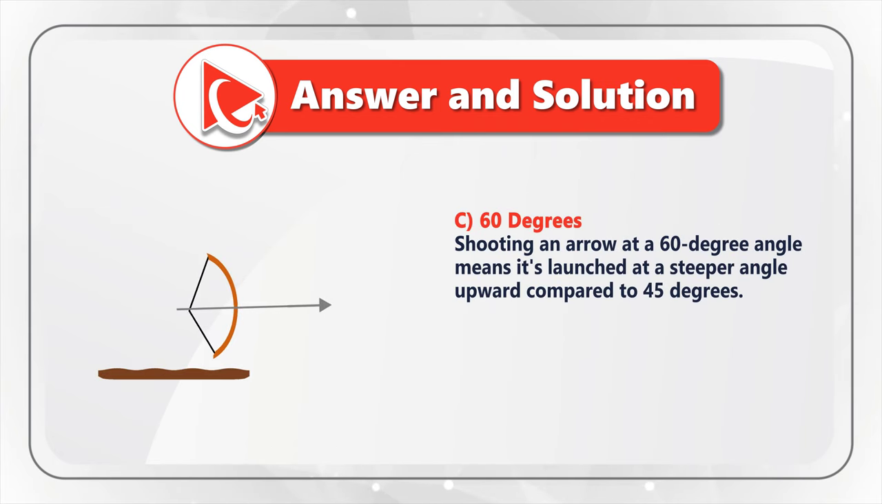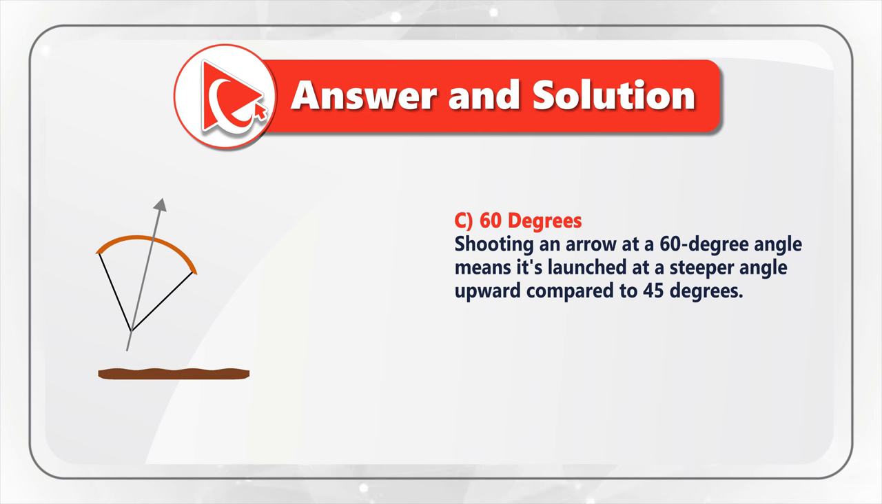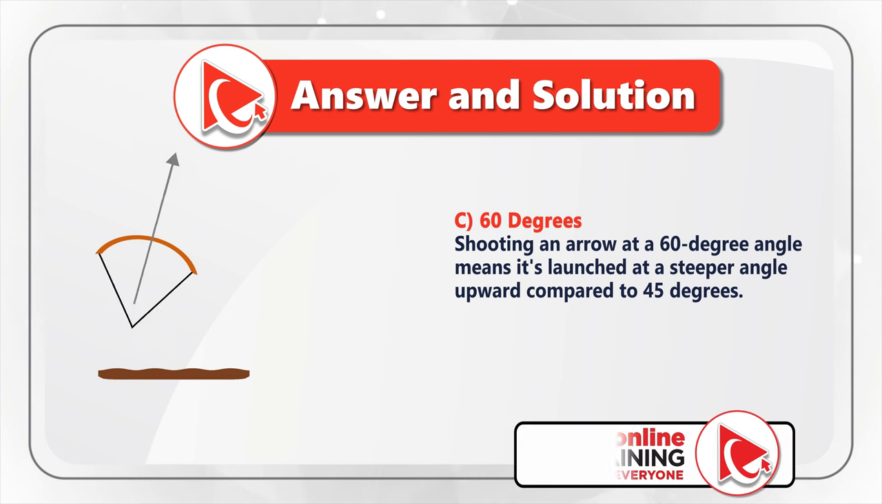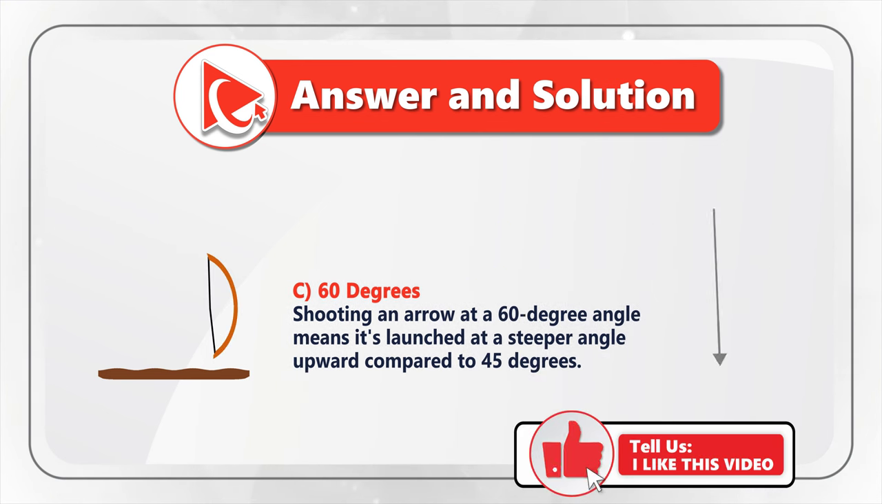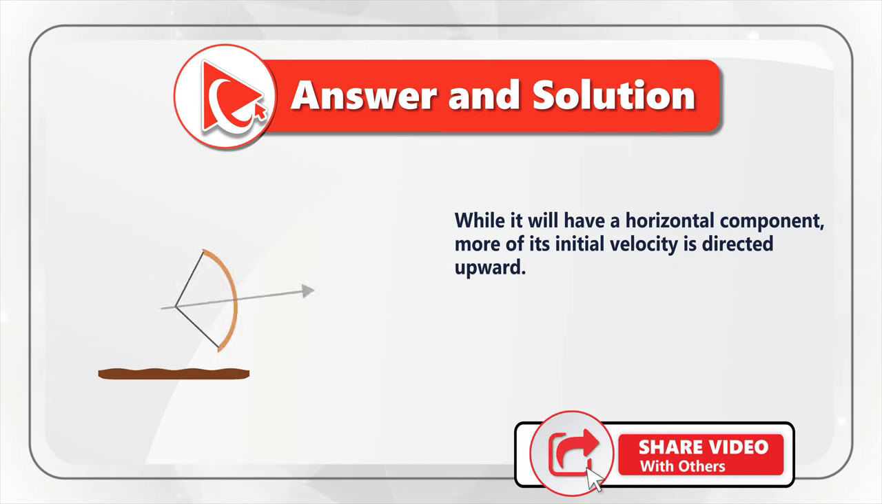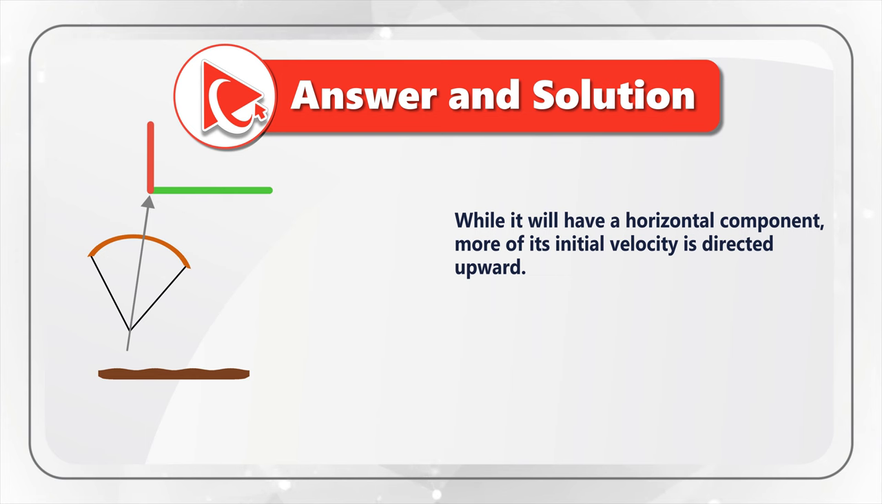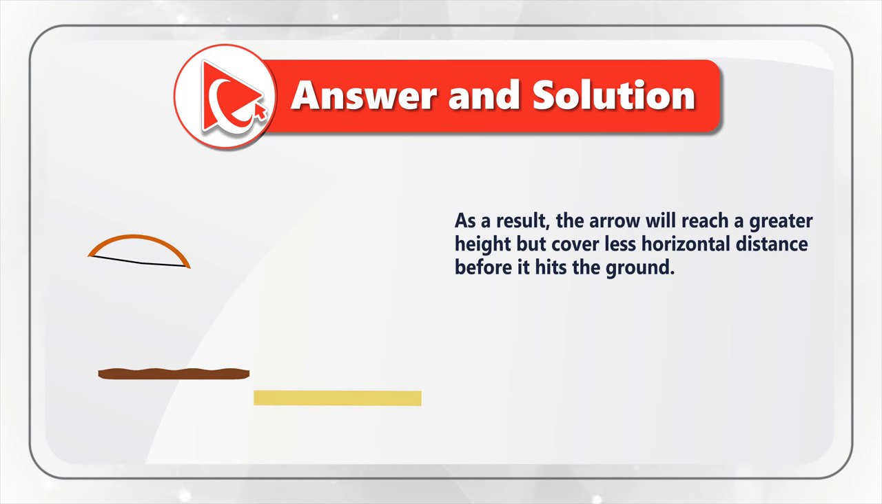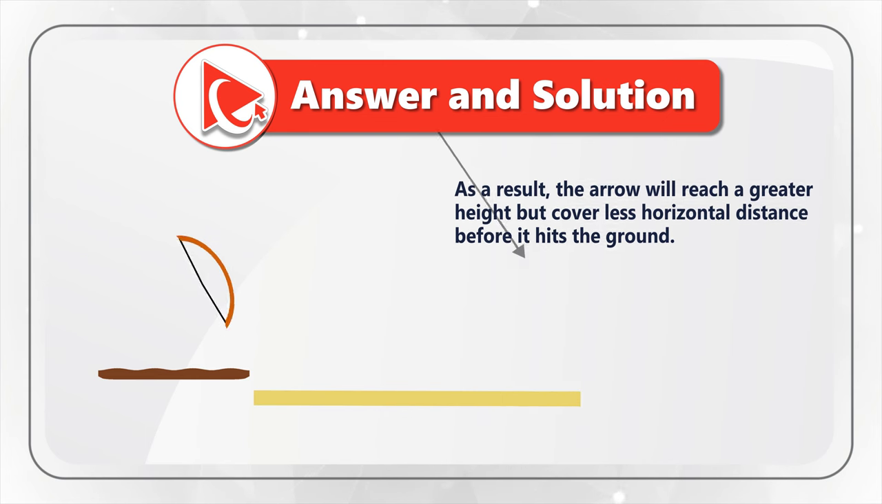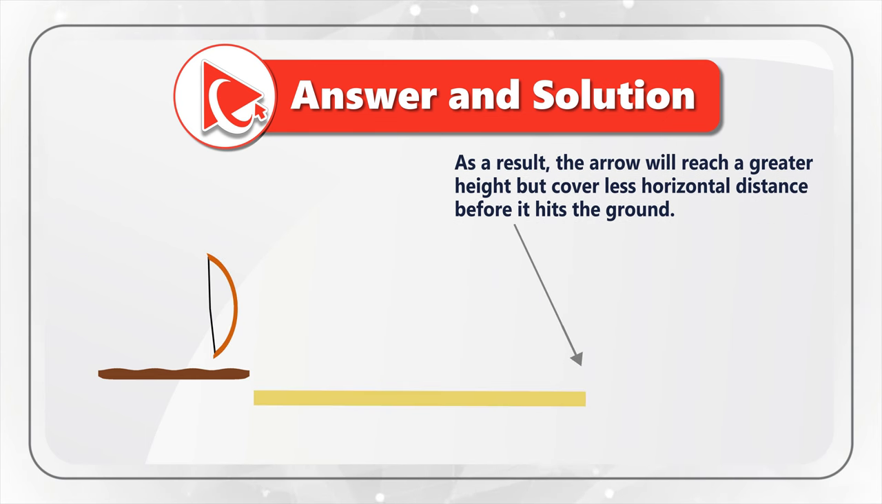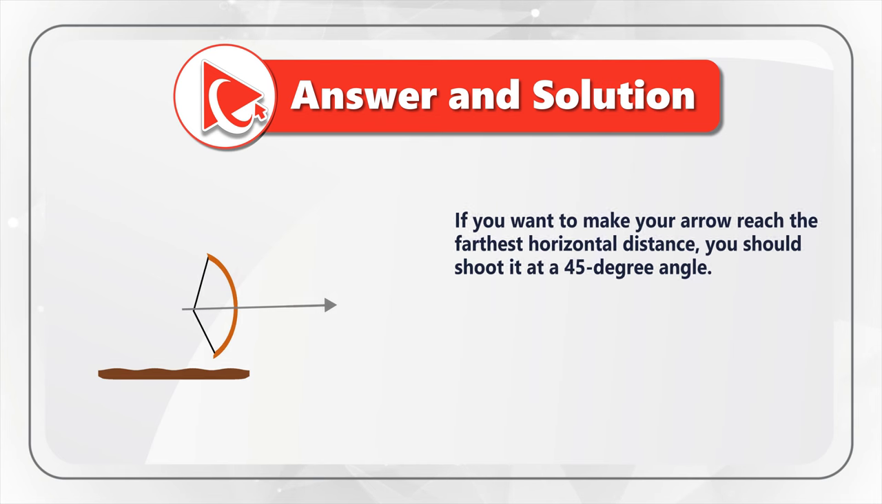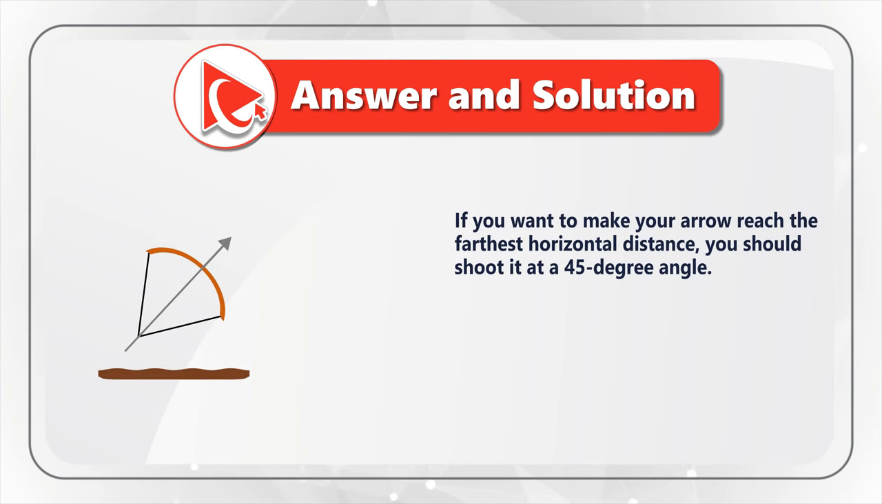Now let's compare it to shooting an arrow at a 60 degree angle. This means we are launching it at a steeper angle upward compared with even the 45 degree angle. What's interesting in this case is that while it still has a horizontal component, more of its initial velocity is directed upward. As a result, the arrow will reach a greater height but cover less horizontal distance before it hits the ground. Which brings us to the 45 degree angle solution.